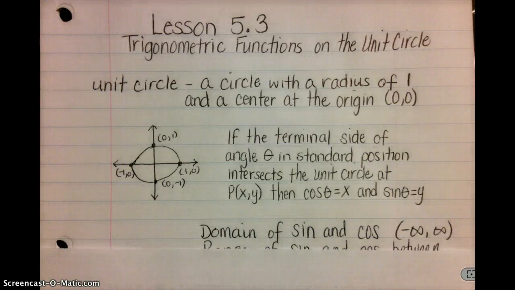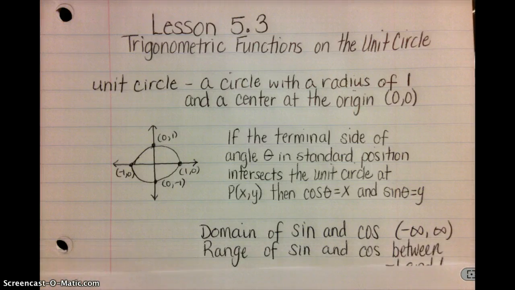So now when we're talking about the sine and cosine of theta, we're going to talk about their domain. Remember that your domain are your x values. The domain of sine and cosine is negative infinity to positive infinity. The range of sine and cosine falls between -1 and +1.